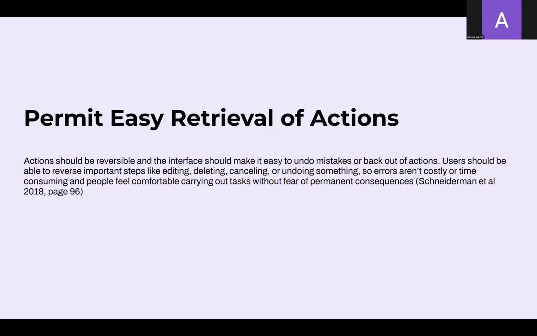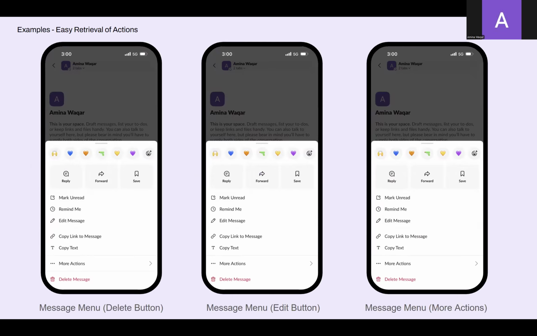And this feature relieves users from anxiety since users know that errors can be undone and encourages users to explore new options. An example of that in Slack, I'm sharing on this screen, focusing on the message options menu. When we press and hold a message on Slack, it gives us clear choices like delete message, as you can see in the first image, like edit message, like you can see in the second image, and more actions, as you can see on the third image.